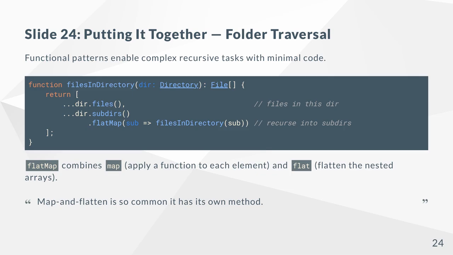Functional patterns enable complex recursive tasks with minimal code. This function collects all files in a directory tree. It spreads the files directly in this directory, then maps over subdirectories, calling filesInDirectory recursively on each one. FlatMap combines map and flat. It maps and then flattens one level of nesting. Map and flatten is so common in functional code that it has its own dedicated method.